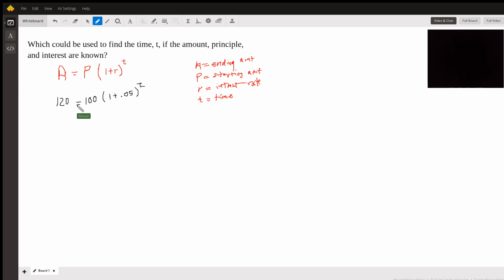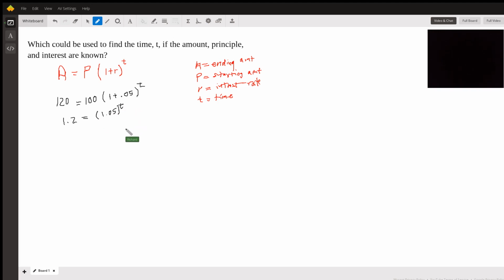So let's pretend you need $120 for something, and you want to know how long you have to leave it in the bank. If you put $100 in the bank, how long do you have to leave it in the bank until you have $120? Okay, so we'll divide by 100. So this is going to give us 1.2. And then 1 plus 0.05 is 1.05 to the T.